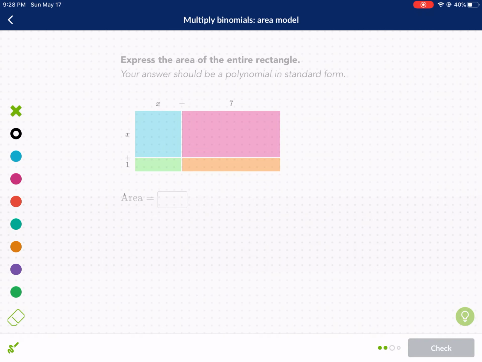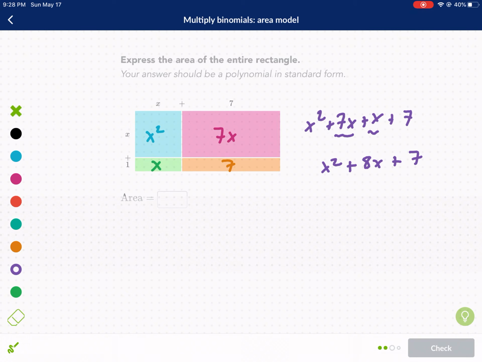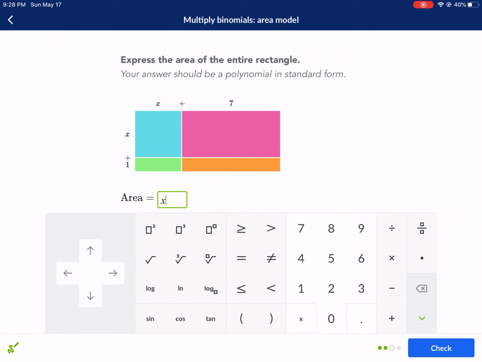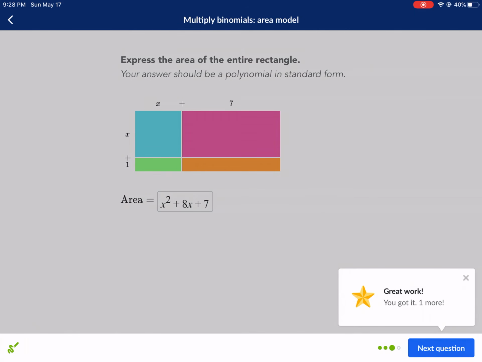Moving on. Again, we're going to use the same process. x squared. Pink: 7x. Green: you can write 1x, since 1 times x is 1x, or you can just write x. That's the cool way to do it. And then we have 1 times 7, which is just 7. Now, we're going to go to purple. Captain Planet, when our powers combine: x squared plus 7x plus x plus 7. Squiggly, squiggly. 7x plus 1x is 8x, so our final answer is x squared plus 8x plus 7. Check it, ready to roll.